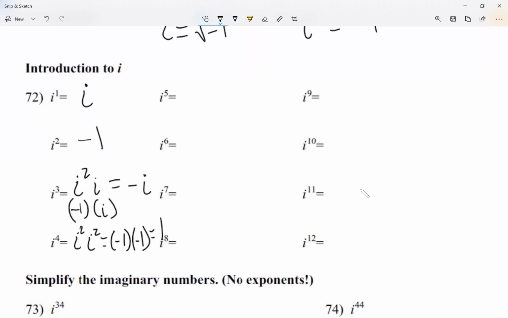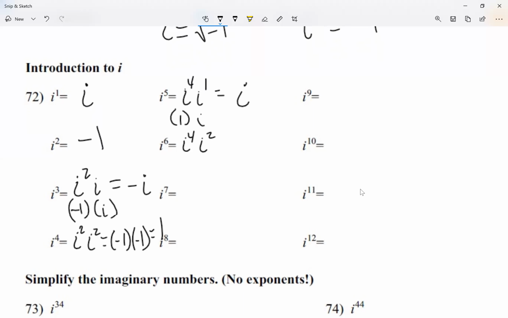Now, what would happen if I do i to the fifth? I'm going to break this as i to the fourth times i to the 1. I know i to the fourth is 1, just did that earlier, and I know i to the 1 is i. So 1 times i is just i. i to the sixth, I can break as i to the fourth times i to the second. i to the fourth is 1, i to the second is -1, so 1 times -1 is -1.